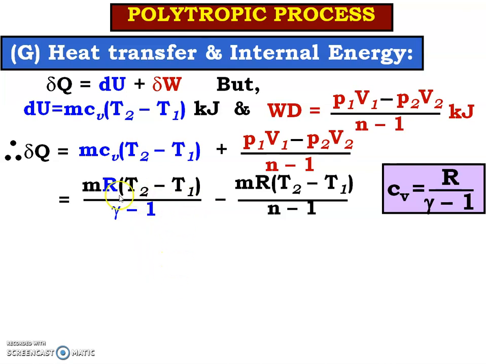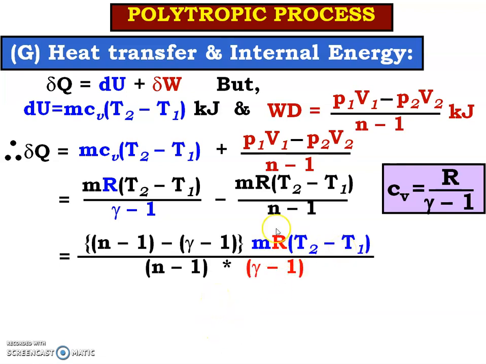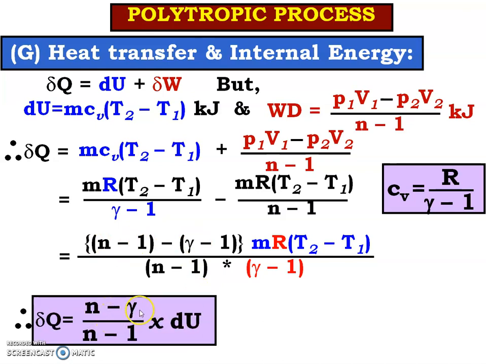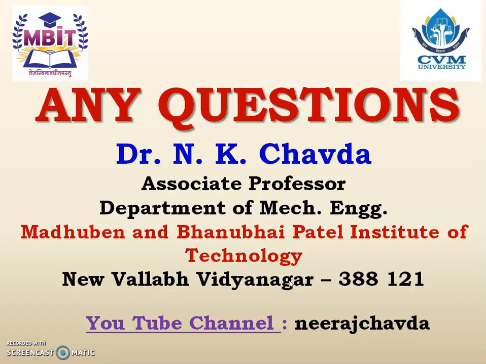So what is common in this term? MR(T2 minus T1) is common. So we'll take out MR(T2 minus T1) common. So what will be the answer? (n minus 1 minus gamma minus 1) divided by (gamma minus 1)(n minus 1). Now what is the value of R upon gamma minus 1? R upon gamma minus 1 is CV. So we'll put here M into CV (T2 minus T1). So this will become delta U. And on simplifying, we are going to get (n minus gamma) upon (n minus 1) multiplied by delta U. So that is the relationship between heat transfer and internal energy.